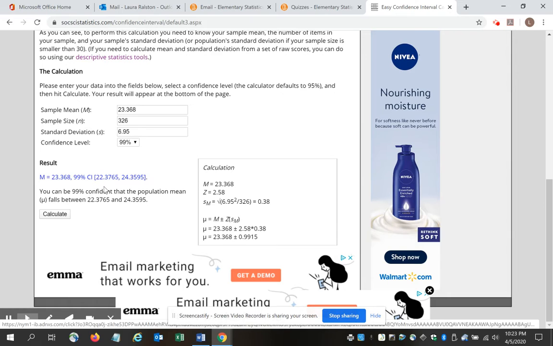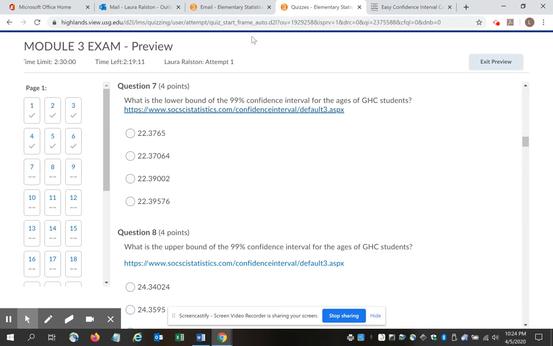We get 22.3765 and 24.3595 for our upper bound. Remember that your error bound margin is on the left-hand side at the very last line. It's 0.9915. Okay, so I would write down those things on my piece of paper, go back to the quiz.